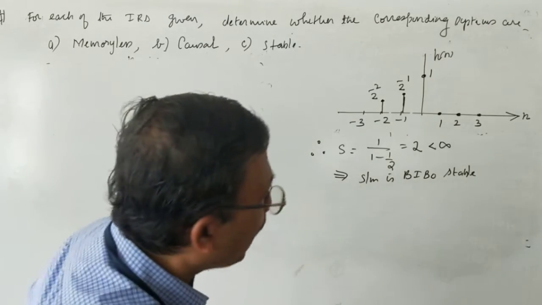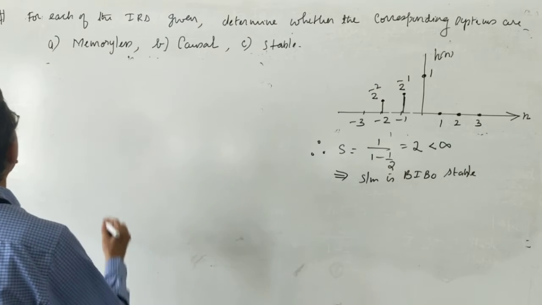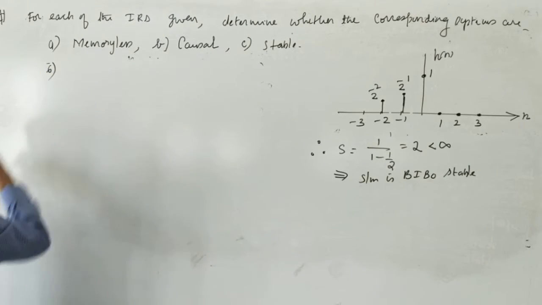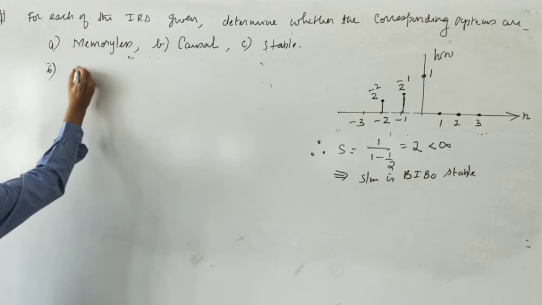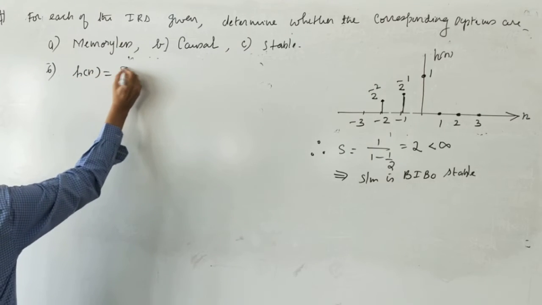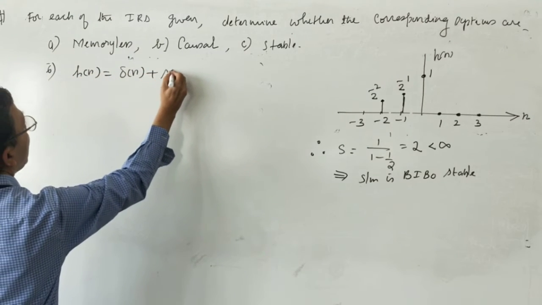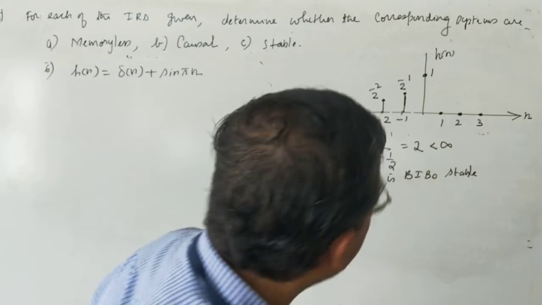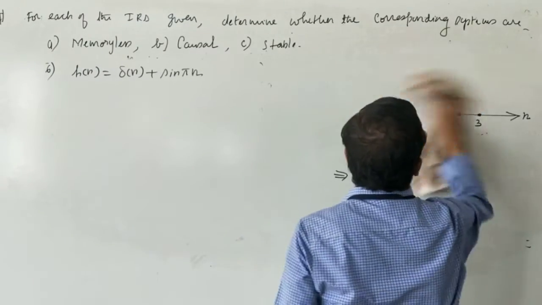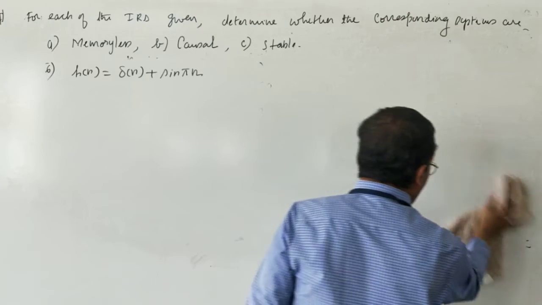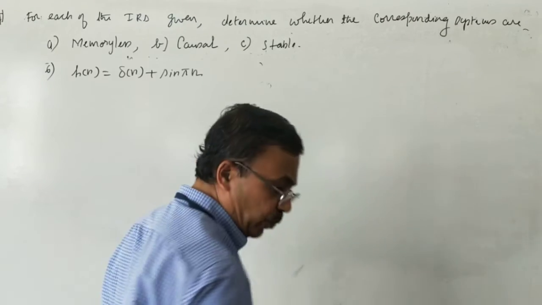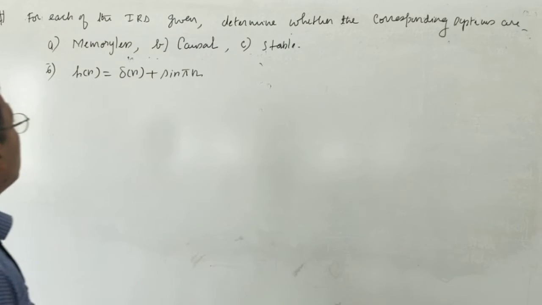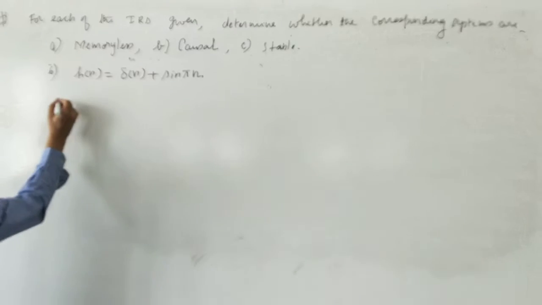Next, last problem in this series, I think problem number 6. H of n equals delta of n plus sine pi n. Please see the board. Sine pi n solution.